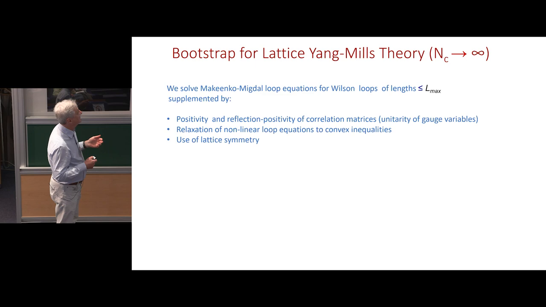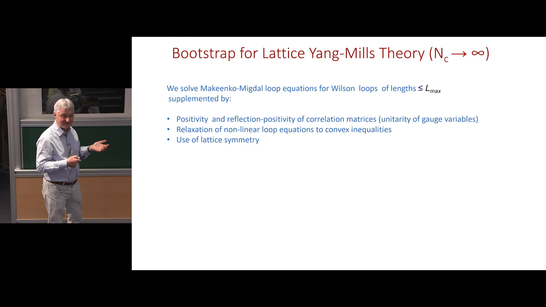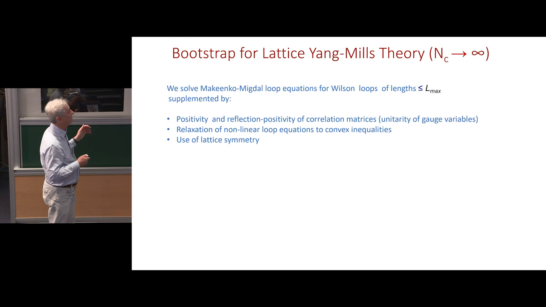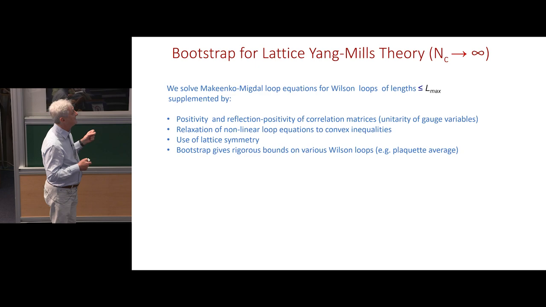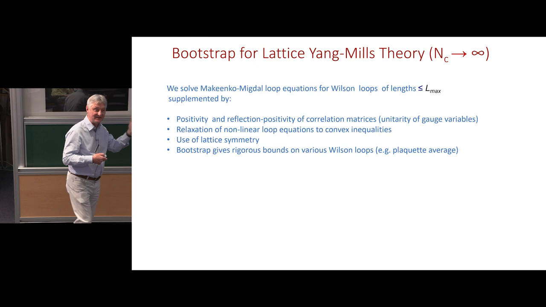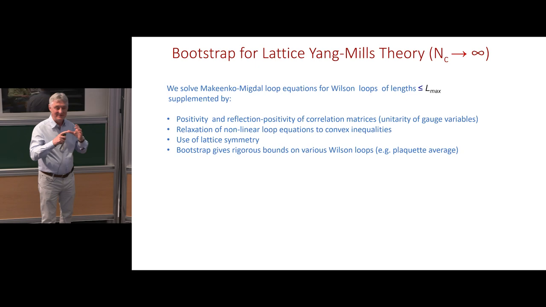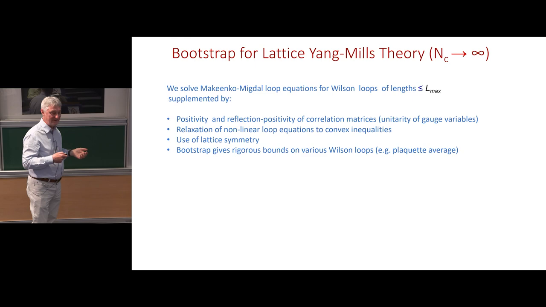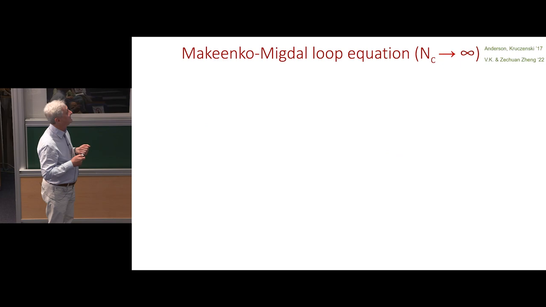And also the use of lattice symmetry, just the fact that we are on the cubic lattice and there are various discrete symmetries, also enormously simplifies our bootstrap. And then we get rigorous bounds on various Wilson loops. In particular, we discuss the plaquette average, which is the standard first quantity to find on the lattice, say, in Monte Carlo. So we have a lot of material to compare from Monte Carlo. Okay, and first I explain Makeenko-Migdal equations.